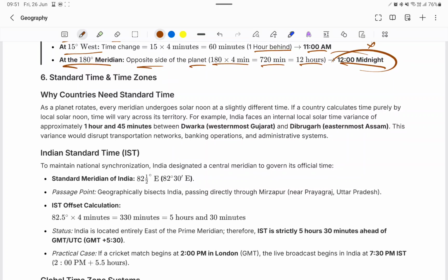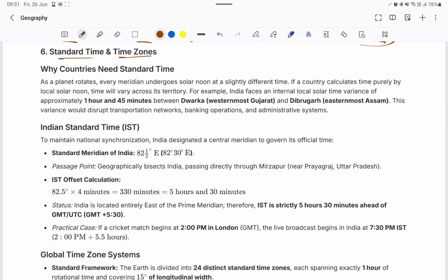Next one, we have standard time and time zones. Why do countries need standard time? As the planet rotates, every meridian undergoes solar noon at a slightly different time. So if a country calculates the time purely by local solar noon, time will vary across its territory.